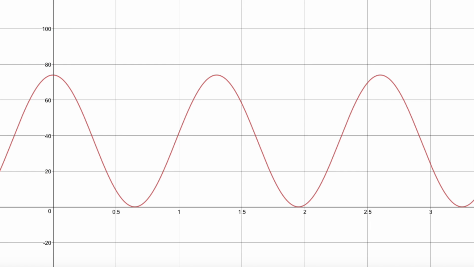Now for the v value. Our v value is going to be the height of the midline of the tire. So since our minimum is 0 centimeters, which is the ground, and our maximum is 74 centimeters high, that makes our v value 37 centimeters.